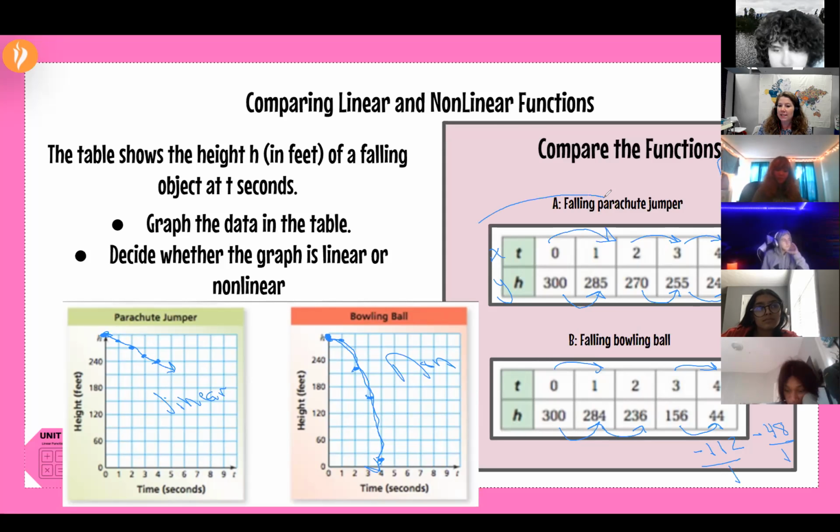So if you have a table that shows a constant rate of change, it's going to be linear. But if you have a table that shows slopes that change from coordinate to coordinate, it's nonlinear. Okay. All right, let me find my mouse. Go to the next slide, get rid of all this stuff.